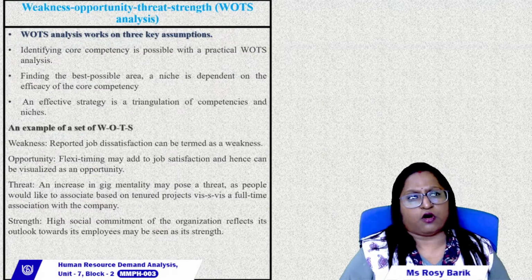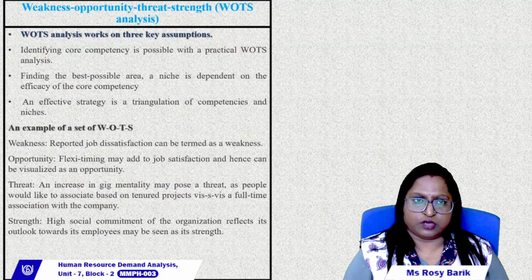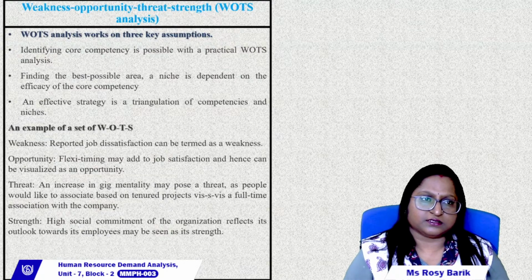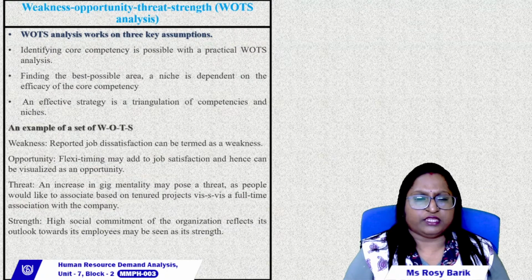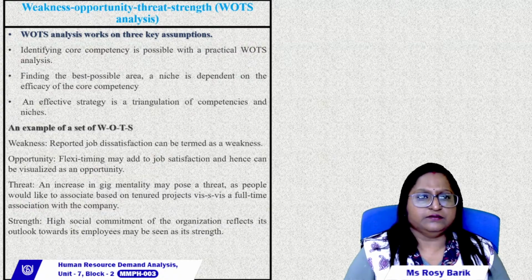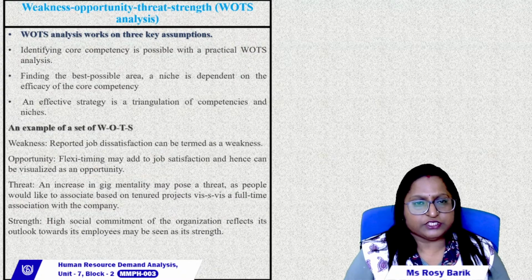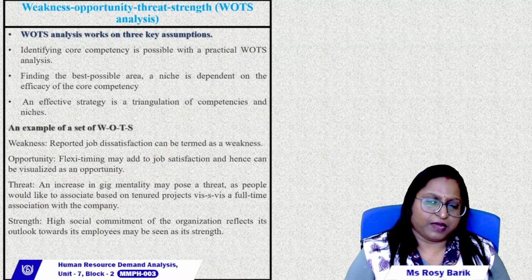Now we'll be discussing SWOT analysis, that is strengths, weaknesses, opportunities, threats. SWOT analysis works on three key assumptions. One is identifying core competencies. Another is finding the best possible areas, niches, dependent on the efficacy of the core competency. An effective strategy is a triangulation of competencies and niches, the market niche.